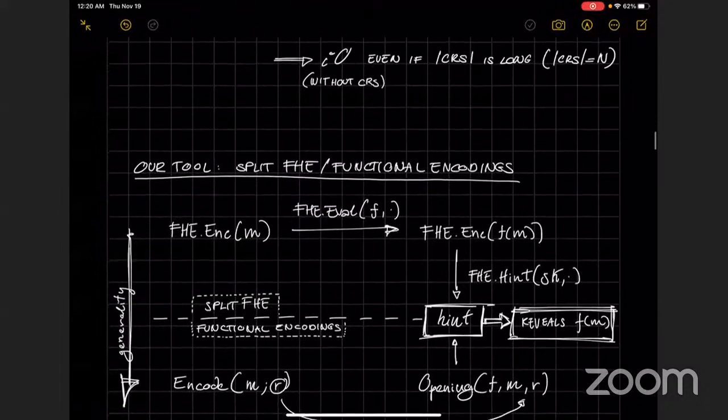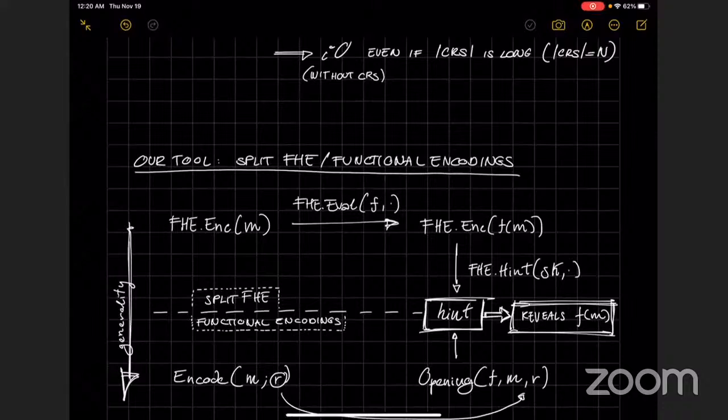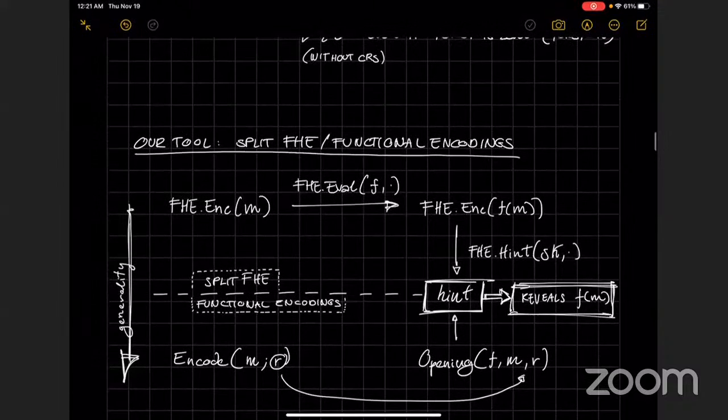So essentially, functional encodings is just a generalization of split fully homomorphic encryption scheme, which imposes less structure on the primitive and says the following. It consists of an encoding algorithm that takes as input a message and some random coins R. And given the random coins, I can compute, again, an opening which produces a hint. And a hint, together with the encoding, allows me to recover F of M. It's not hard to see that you can construct a functional encoding given split FHE, and the contrary is not necessarily true because this is a primitive with less structure.